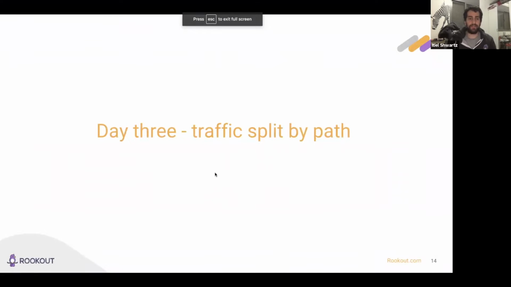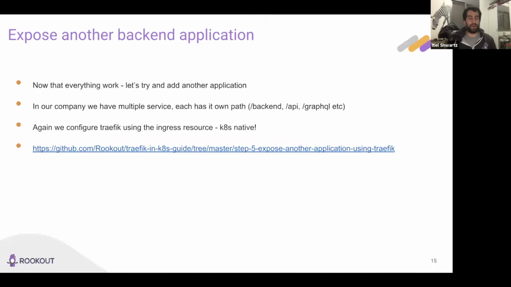And this is split your Traefik by paths. So I'm going to talk about exposing another backend application. And like I said, when we just started here at Rookout, we had one service, but as we grew, we have a lot more microservices. We have our front end, we have our back end, we have an API, GraphQL, we use quite a lot of technologies. And we want Traefik to load balance the data between those different backends.